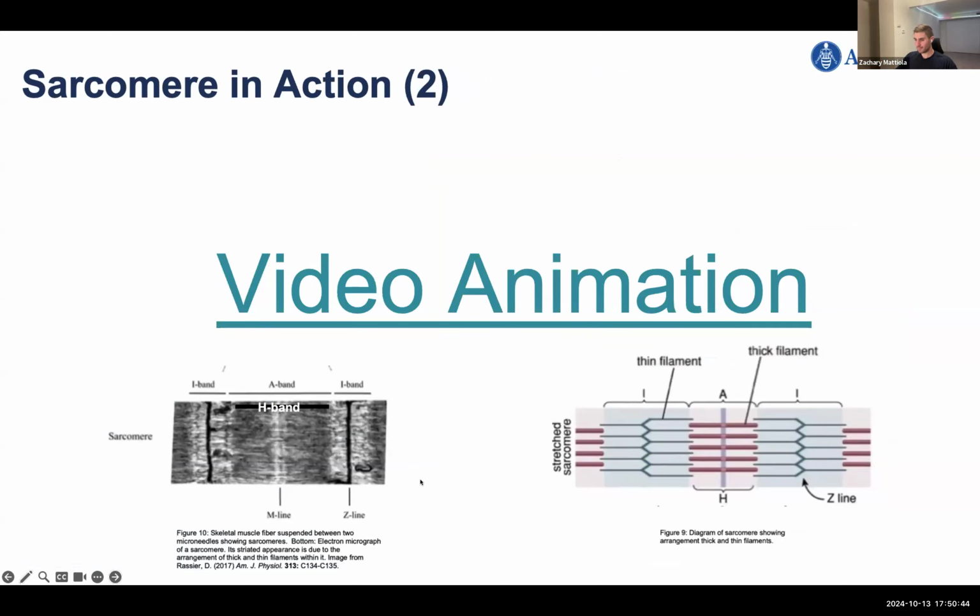Now here's a really good non-cartoon, I think this is an electron micrograph of the sarcomere. So you can see the M line, the Z disc, the I band with the thin filaments, the A band with the thick filaments.